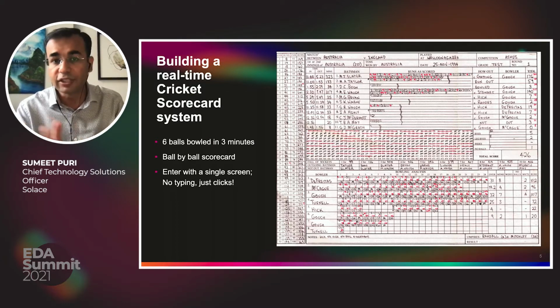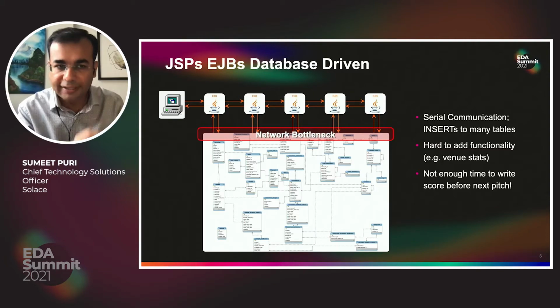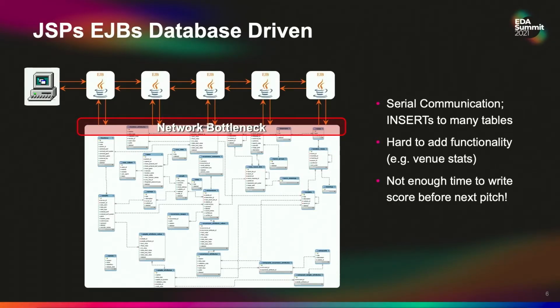So one of the things that we did was the screen had to be 100% click. You don't have time to enter text, right? And building the screen up was you click through the score, and then you insert the score into a score table, right? So this ball, this was the outcome. Then the next requirements came in that, what about the statistics of the player? What about the statistics of the venue on which the game was played?